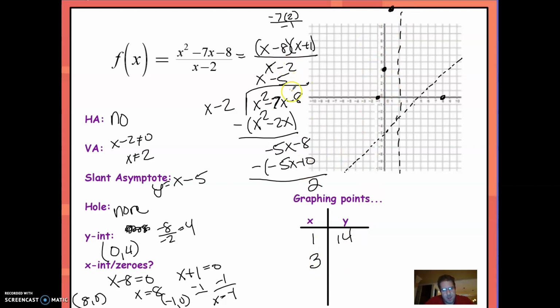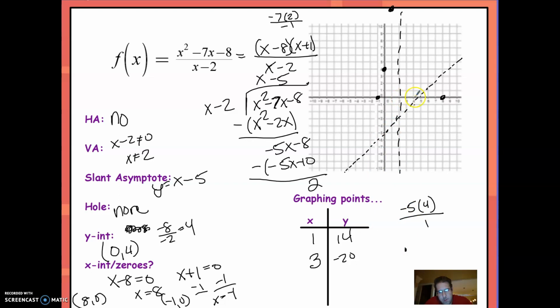If I put 3 in and solve, 3 minus 8 is negative 5. Multiply by 3 plus 1, which is 4, and then divide that by 3 minus 2, which is 1. That's going to give me negative 20. So (3, negative 20) is going to be way down there.